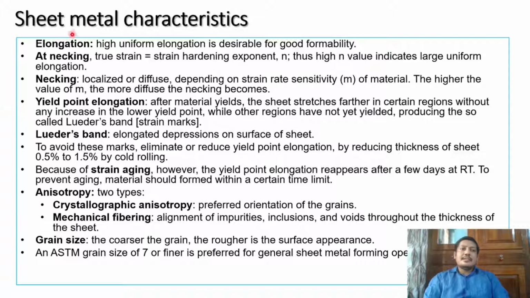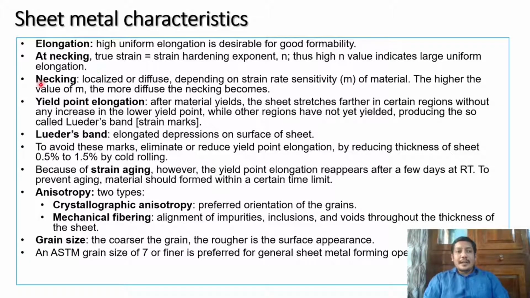So again, this is a continuation. Uniform elongation is desirable for good formability. At necking, true strain equals the strain hardening exponent. Thus a high n value indicates large uniform elongation. The sheet which is having a large strain hardening coefficient will have good, uniform elongation.